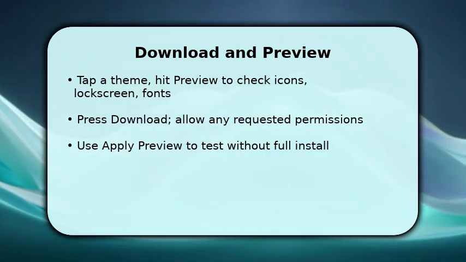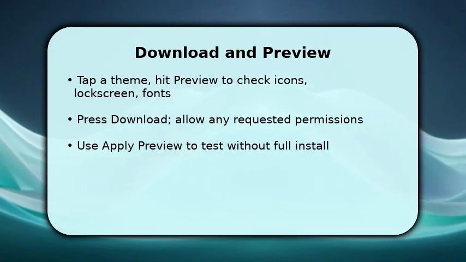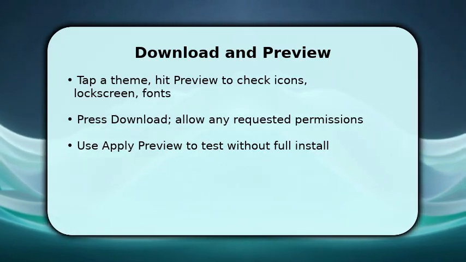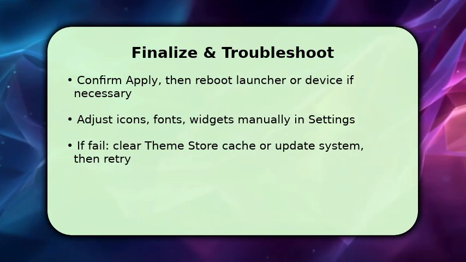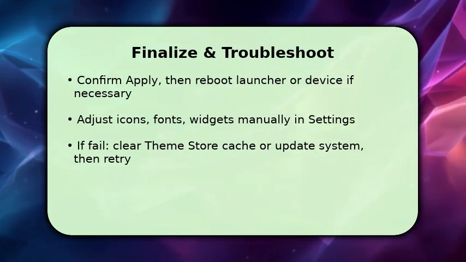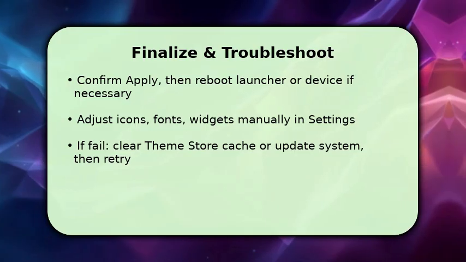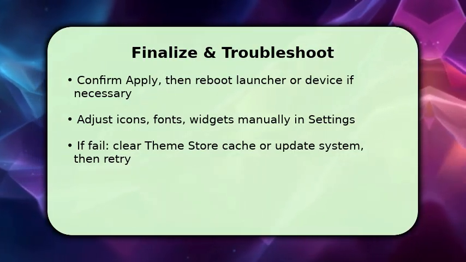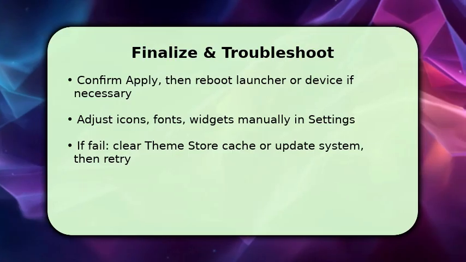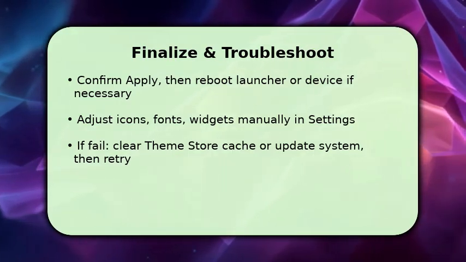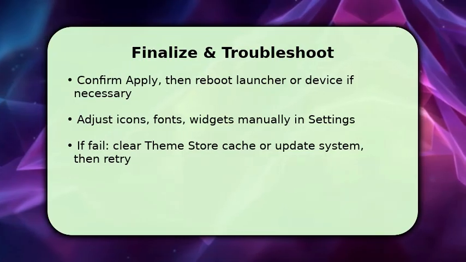Make sure to watch for prompts about replacing the system launcher or restarting the home screen. Finish by tapping Apply to set the theme globally. Some themes require the launcher to restart, so you may see a momentary reload or a prompt to reboot. Accept it. Once applied, you can fine-tune icons and fonts in Settings Personalization if alignment or sizes need tweaking.